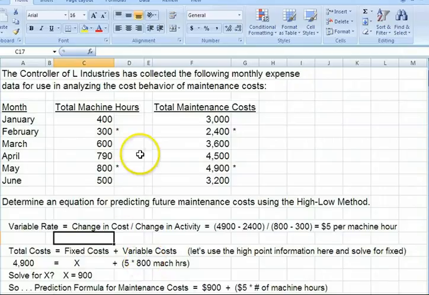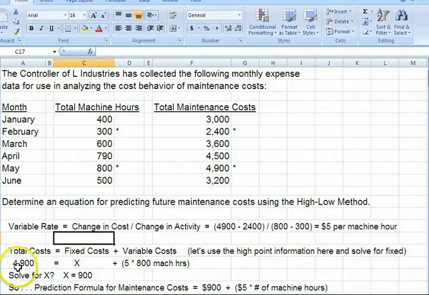So since the line in algebra terms is running through these 2 points, you can use the high point or you can use the low point. It really doesn't matter. I generally tell my students use the high point, so we're all doing it the same way. So I look at my high point of activity, that is the month of May in which I worked 800 machine hours and incurred $4,900 worth of cost, and I put the information into this formula.